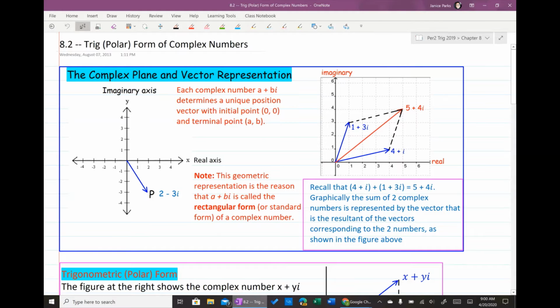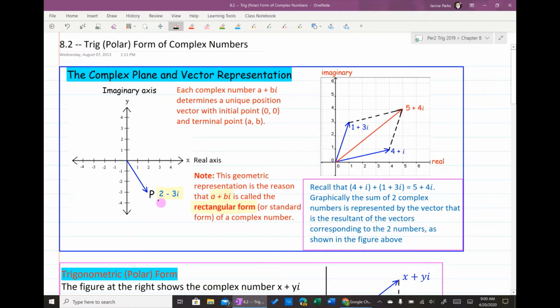Hello, in this video, we are going to talk about polar form, just trig form of complex numbers. So we're going to have rectangular form, which we'll talk about. Rectangular form is going to be a plus bi. So this is rectangular form. And then we're also going to talk about trig form, which I'll bring up in a second.